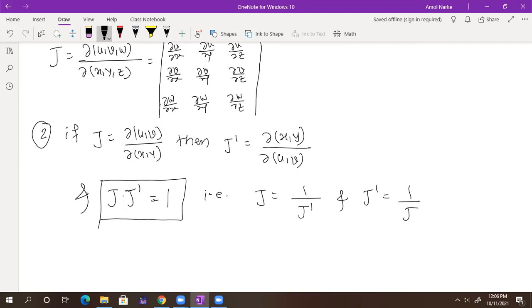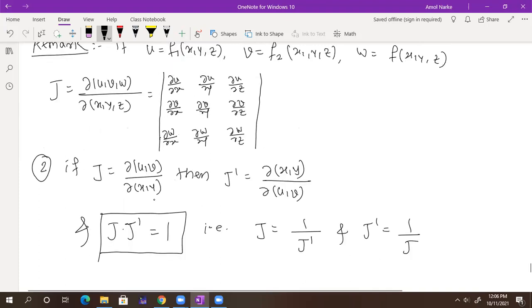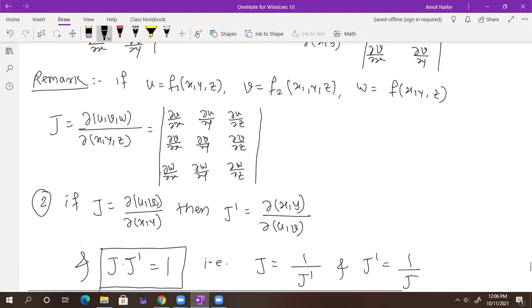Okay, this is the case. Suppose while solving the problem, you cannot convert u, v, w in terms of x, y, z, but you can convert x, y, z in terms of u, v, w. At that time, you can find either J or J dash, and easily get the other value. If you have J, you can find J dash directly without any calculation, and if you have J dash, you can find J. Just its reciprocal. Got it, everyone?